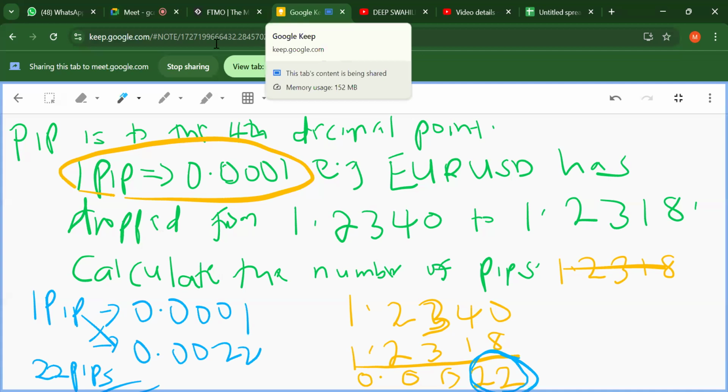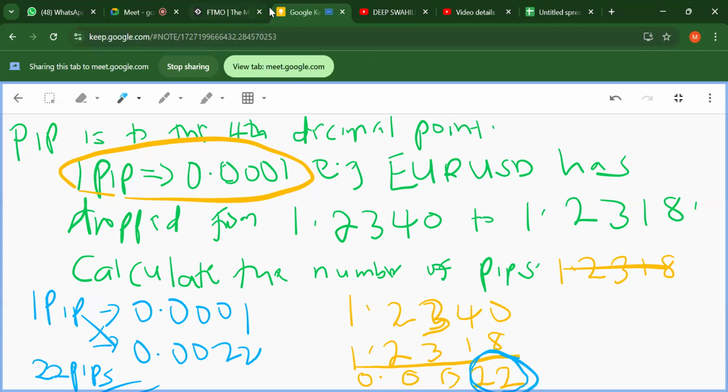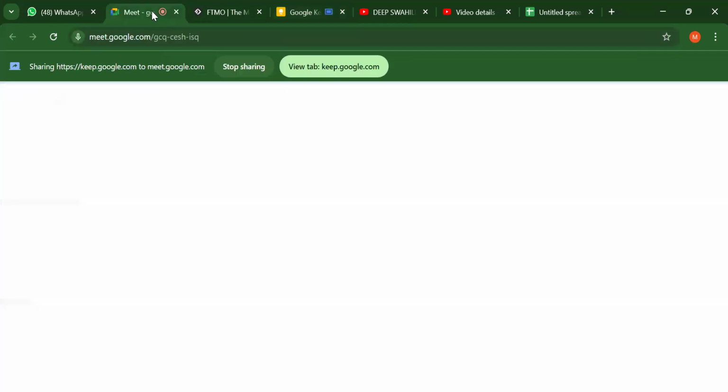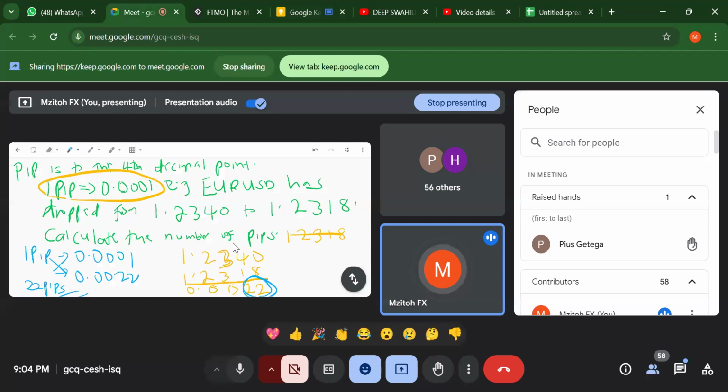Let me give one more example. Those who were not present yesterday, are we getting it? If you were not present yesterday and you have captured that, how to calculate it: ideally you subtract the lower figure from the higher figure. And to read it, you can either use the mathematical formula or just do the subtraction directly.